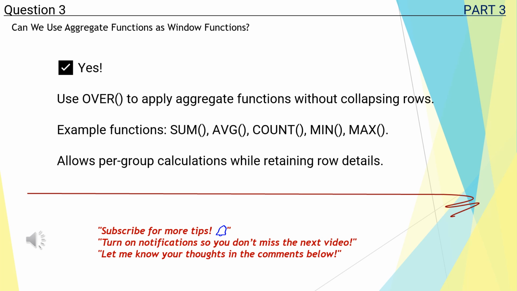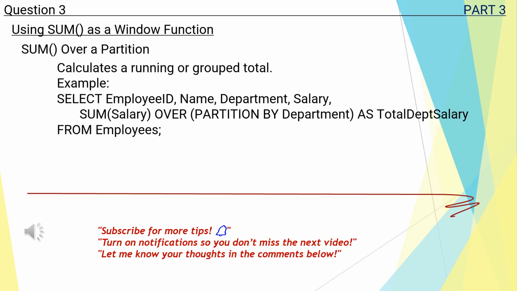Yes, we can use aggregate functions as window functions by applying the over clause. This allows us to compute sums, averages, counts, and more across partitions of data while keeping all rows intact. The sum function can be used as a window function to calculate total salaries per department. Instead of collapsing rows, the total appears for each row within the department.